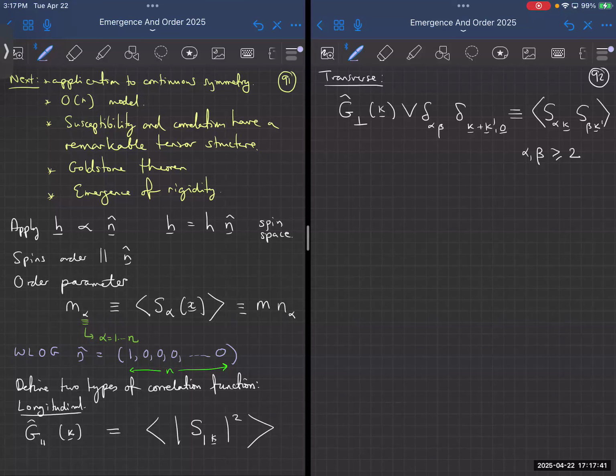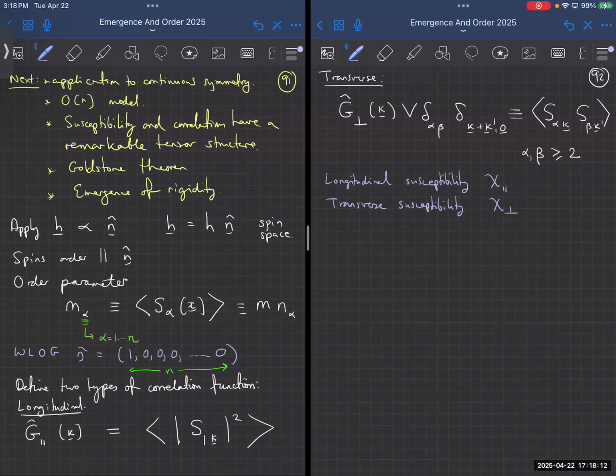And then, so I've got longitudinal and transverse correlation functions. So then I'm also going to compute longitudinal susceptibility, which I'll call chi parallel, and transverse susceptibility, which I'm going to call chi perpendicular.